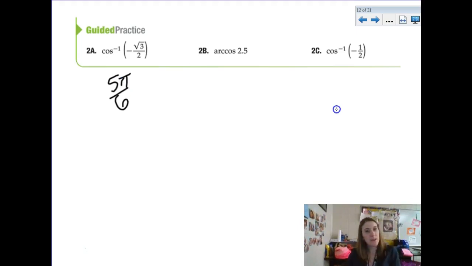All right. Then arc cosine of 2.5. Well, that's not going to happen because remember, cosine was only between negative 1 and 1. So it does not exist. Or you can say undefined, whatever makes you happy.